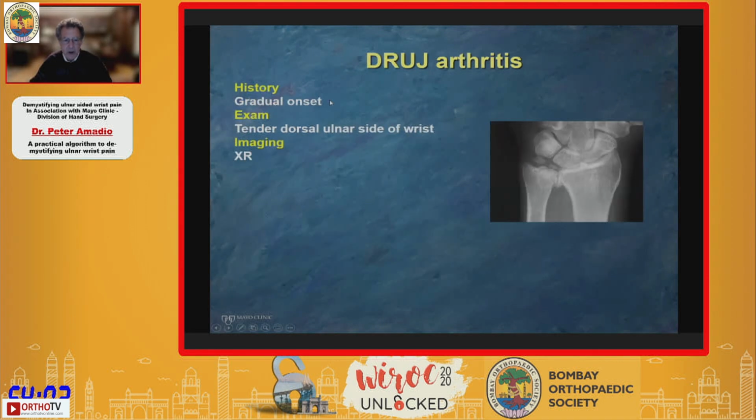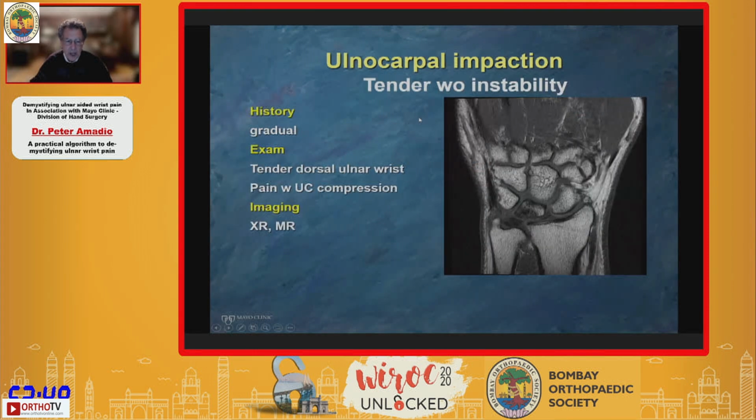DRUJ arthritis has a gradual onset because it's a degenerative problem, with tenderness over the joint, and pain and crepitus with pronation and supination. X-rays are usually sufficient to make that diagnosis. And then ulnocarpal impaction, I've already mentioned a couple times. Typically, it's a gradual onset, tenderness without instability, pretty much in the same place as the triangular fibrocartilage. And so imaging is really going to have to sort out ulnocarpal impaction from lunotriquetral instability or some problem with the distal radioulnar joint. Frequently MR is good because you can see the edema in the bone, but x-rays will also be good for that.